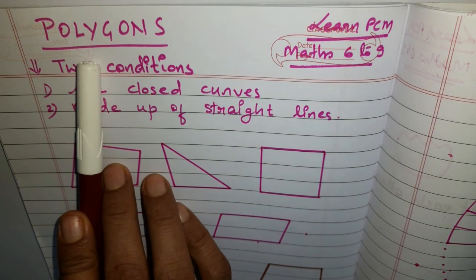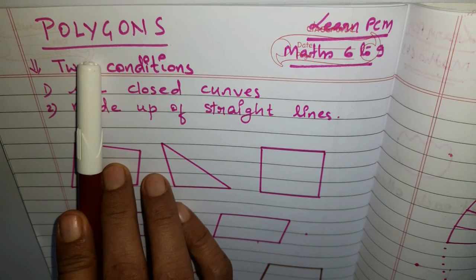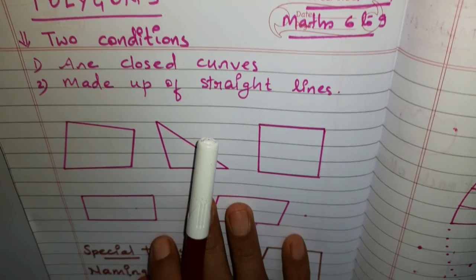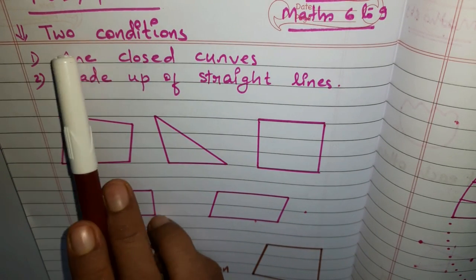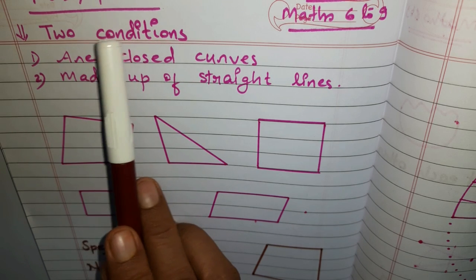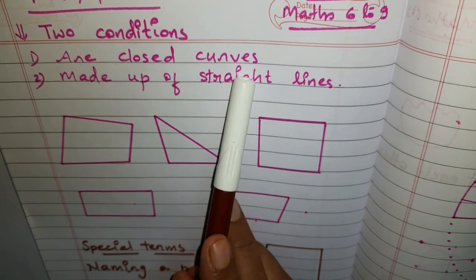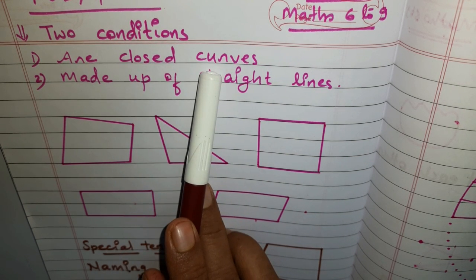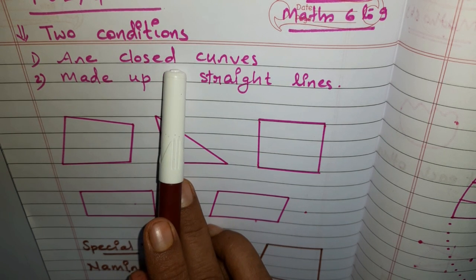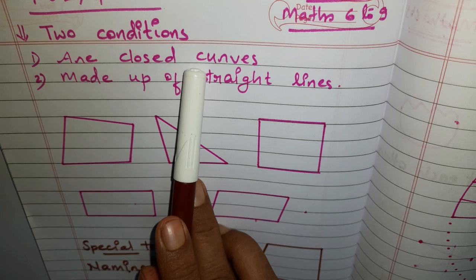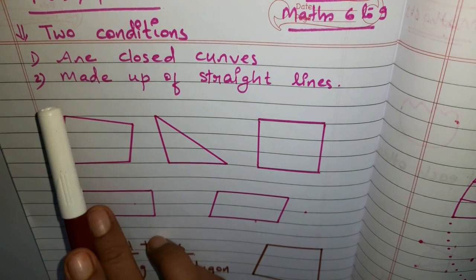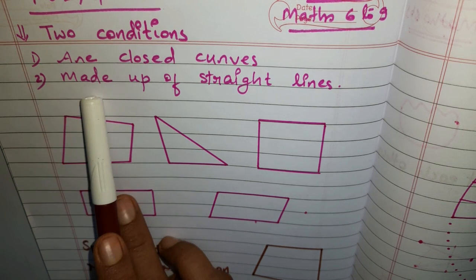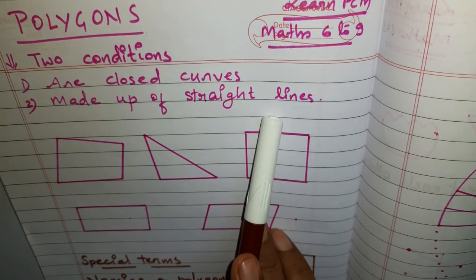Polygons actually have two conditions. If two conditions are satisfied, then we say that the given figure is a polygon. Now, what are those two conditions? The very first condition is that polygons are made up of closed curves. It means there should be no end point. You will not be able to find any end point in the case of closed curves. And the second condition of a polygon is that they are made up of straight lines.